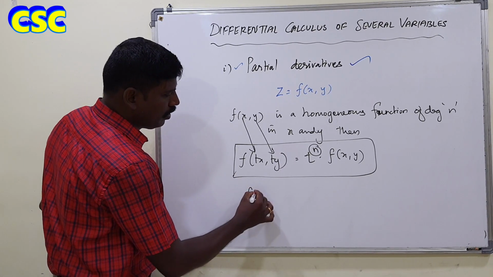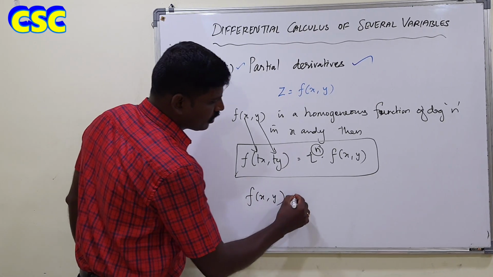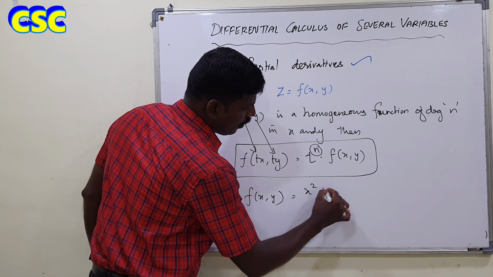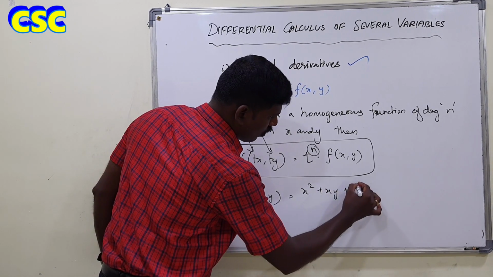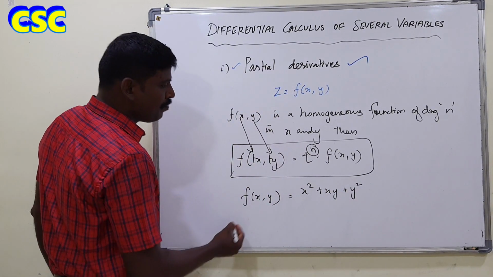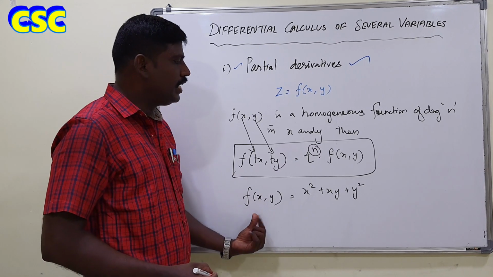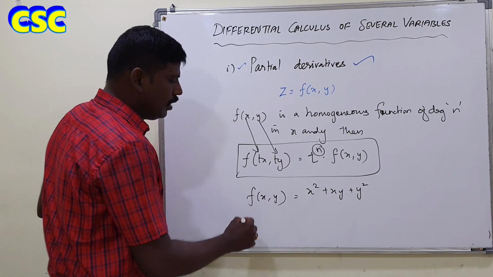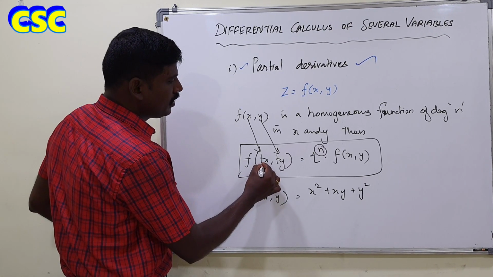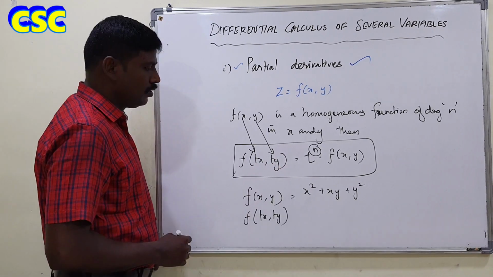For example, consider f of x comma y is equal to x square plus xy plus y square. It's the easiest example. How can we find out the degree of this function f of x comma y? By replacing x by tx and y by ty.